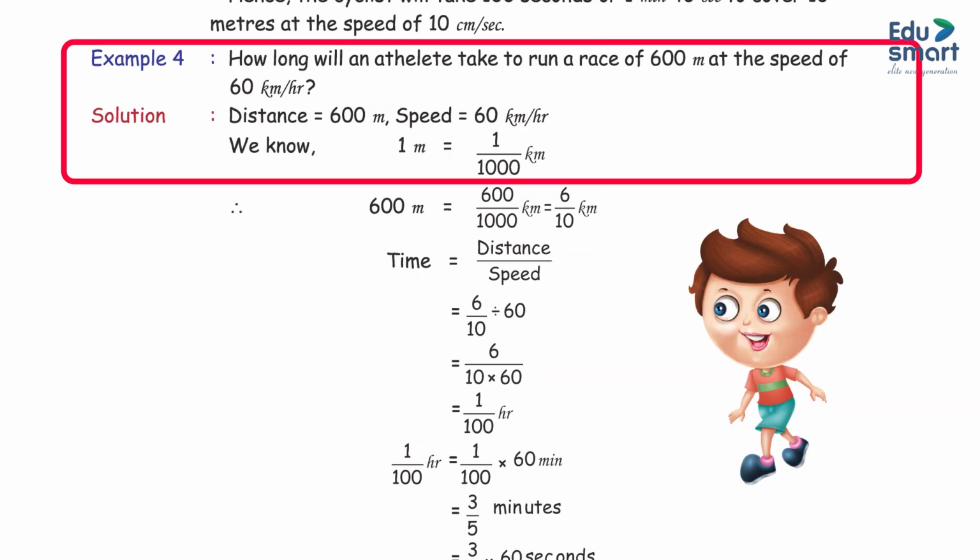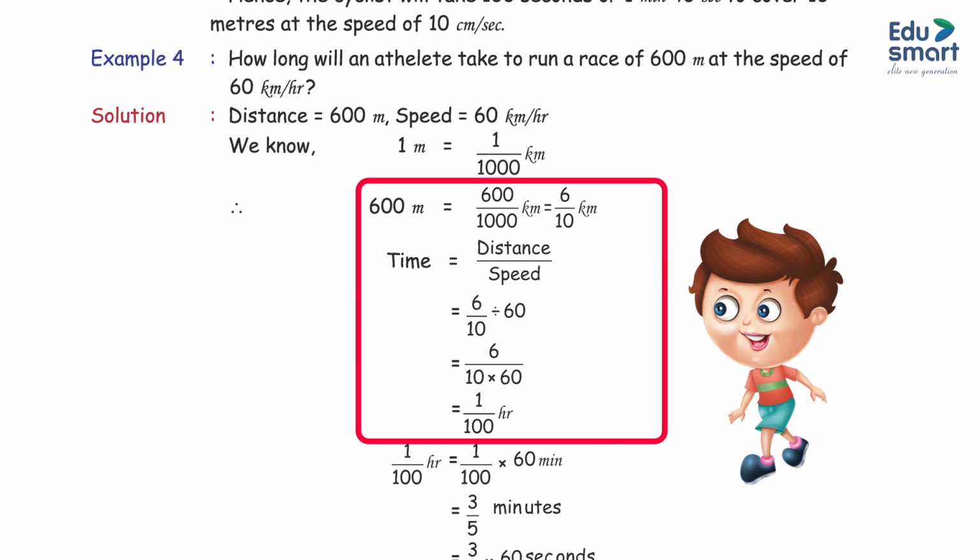How long will an athlete take to run a race of 600 meters at a speed of 60 km per hour? Solution. Distance is equal to 600 meters. Speed is equal to 60 km per hour. We know 1 meter is equal to 1 upon 1000 km. 600 meters is equal to 600 upon 1000 km, which is equal to 6 upon 10 km.